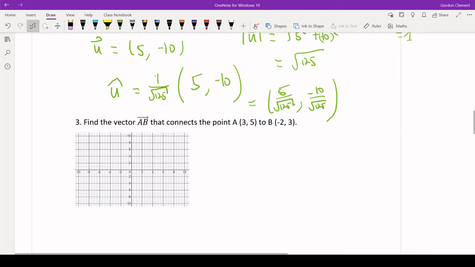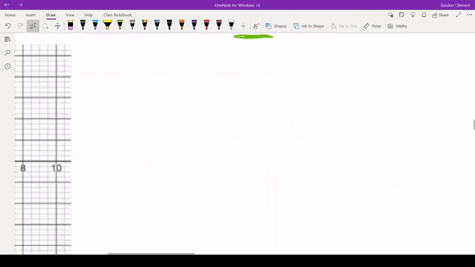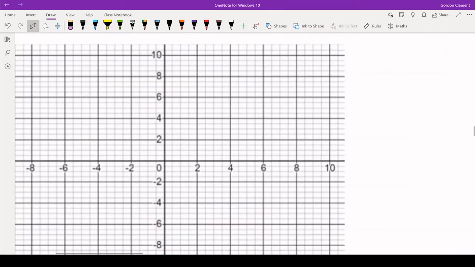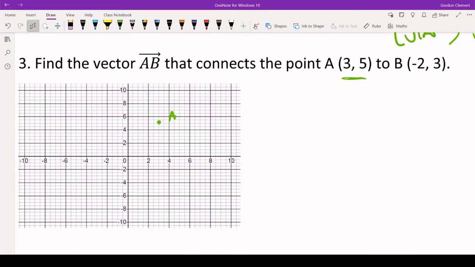And for this next one, we'll turn this into a formula, but we'll use a picture once to figure it out. We're going to find the vector AB, the vector that goes from point A to point B, that connects the points. Now we're not thinking of these as vectors, we're thinking of them as points, the point 3, 5 and the point minus 2, 3. So I'll zoom into my picture. We want 3, 5, that's A, and minus 2, 3, that's B, and I want the vector that connects A to B.